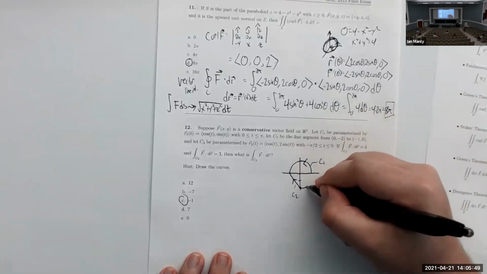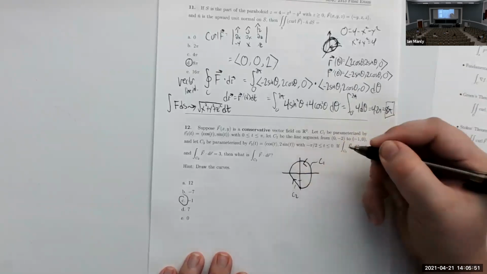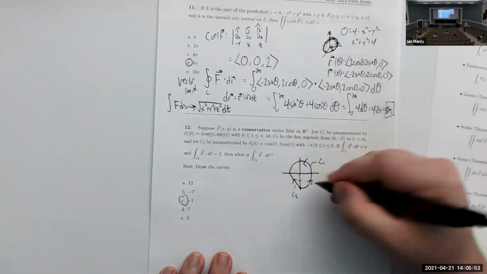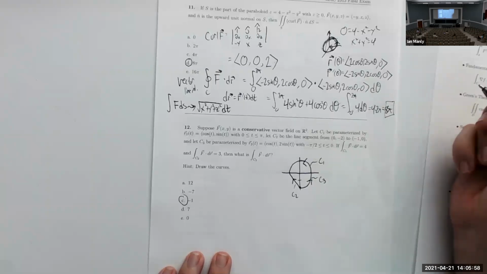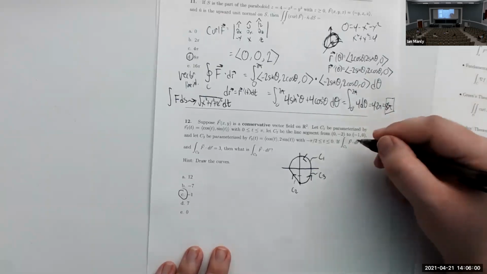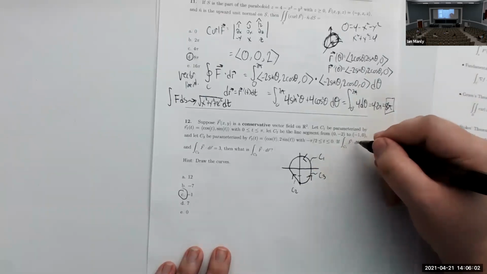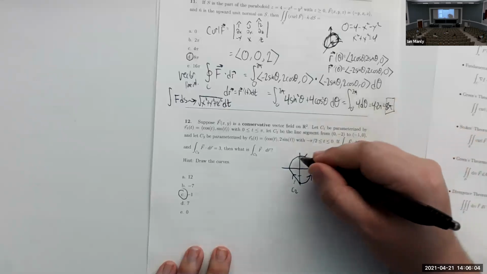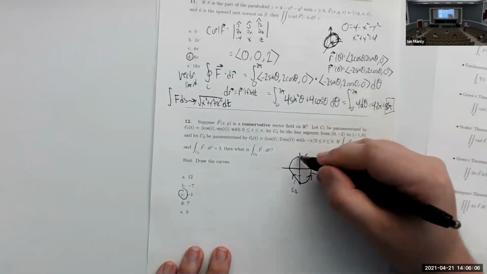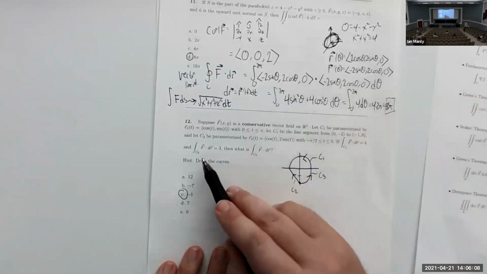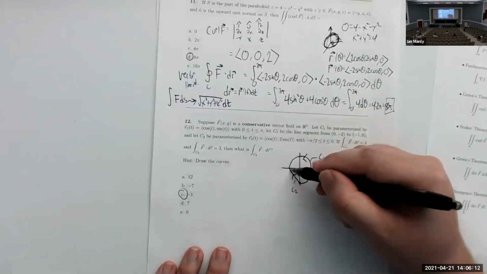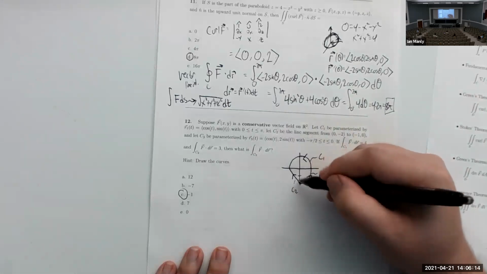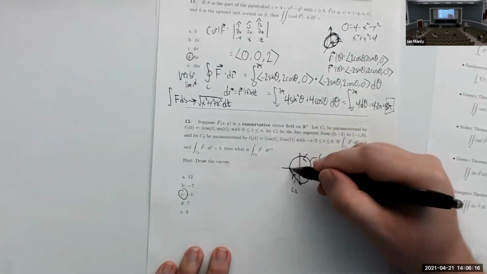So it's going to go from here to right there, going this way. So this is C3. Okay, now what they're saying here is that if we do the line integral of f dot dr along C1, we get 4. So we get 4 if we go this way. The line integral along C2 from here to here will be 3. So if we go from here to here, we'll get a line integral of 3.